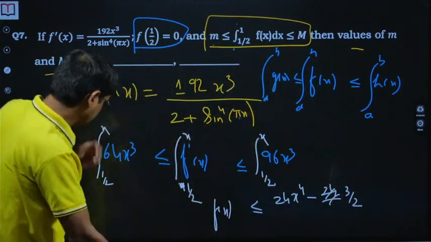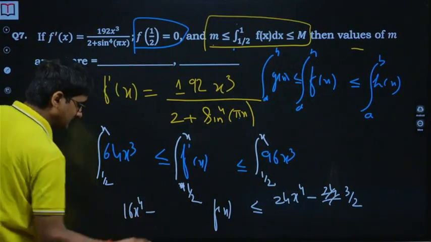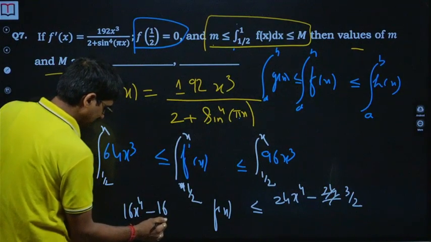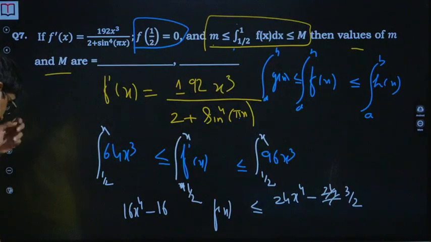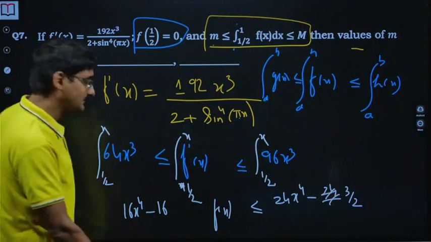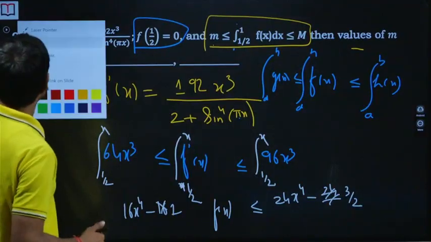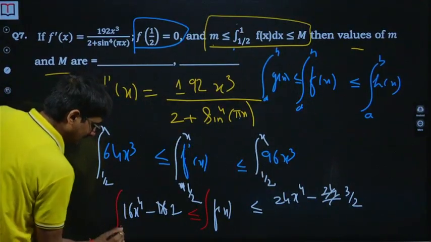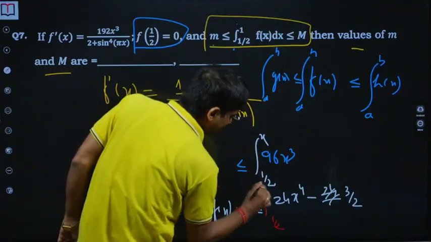And this is nothing but 64 by 4, which is 16 x raised to power 4 minus 16 times half raised to the power 4. So it's 1. Now again I applied this from half to 1, and that's it. So now whatever you get was the answer.